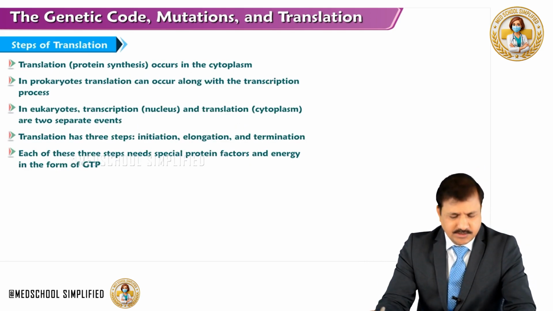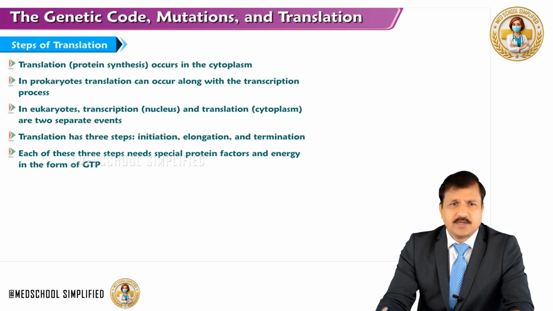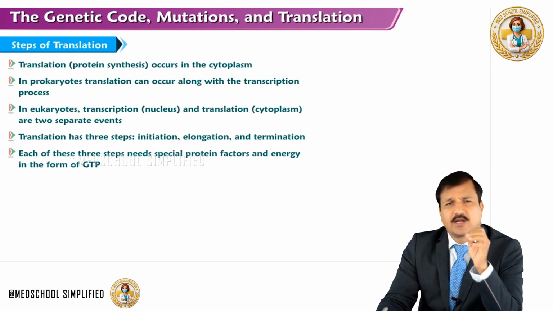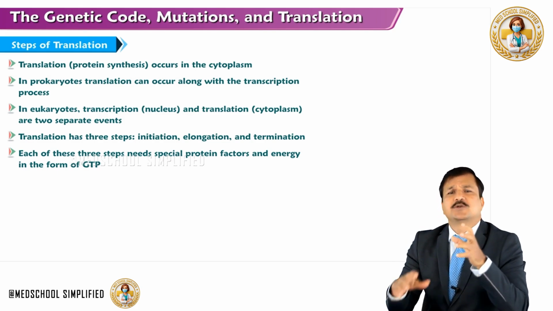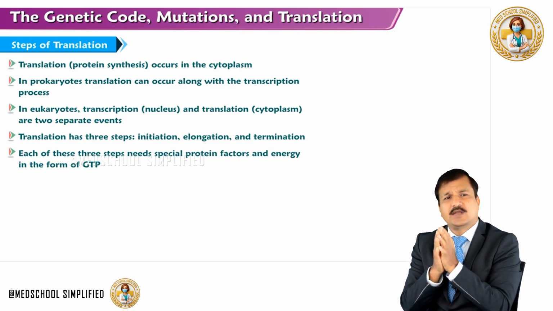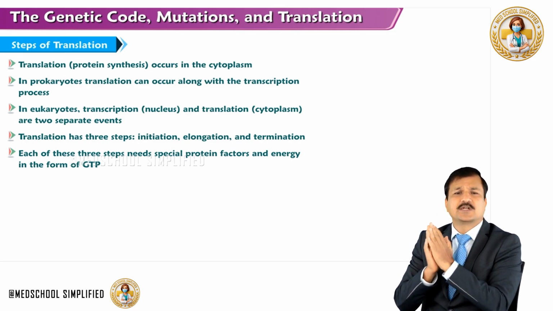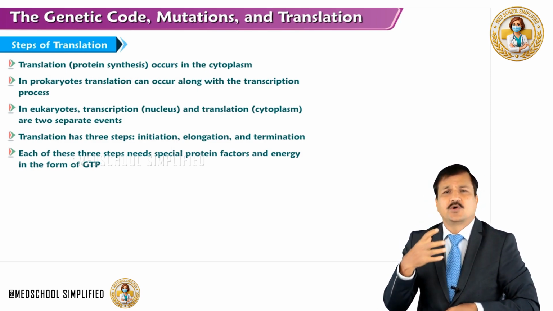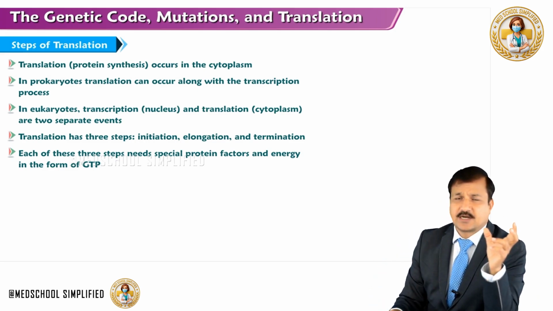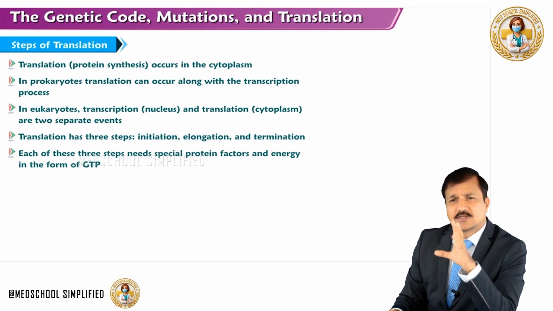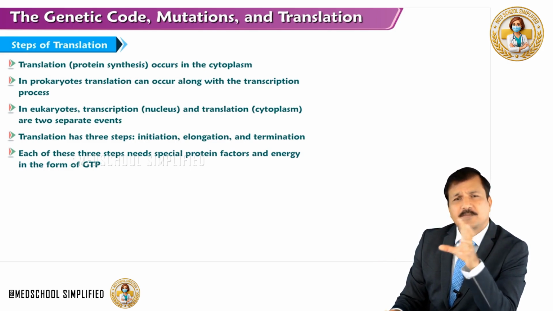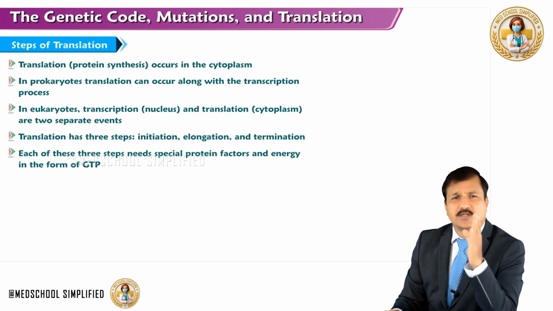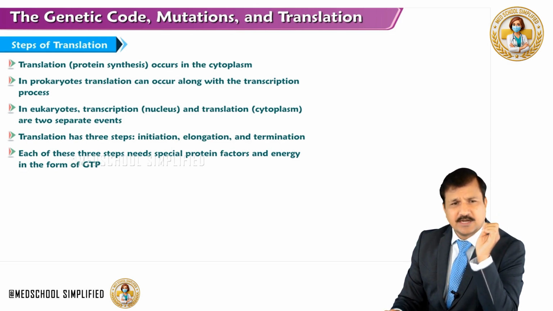Now, let me explain the steps of translation. Translation occurs in the cytoplasm of both prokaryotic and eukaryotic cells. In prokaryotes, ribosomes can begin translating the mRNA even before RNA polymerase completes the transcription process. That means translation in prokaryotes is co-transcriptional. In eukaryotes, translation and transcription are completely separated in time and space, with transcription going on in the nucleus and translation going on in the cytoplasm.